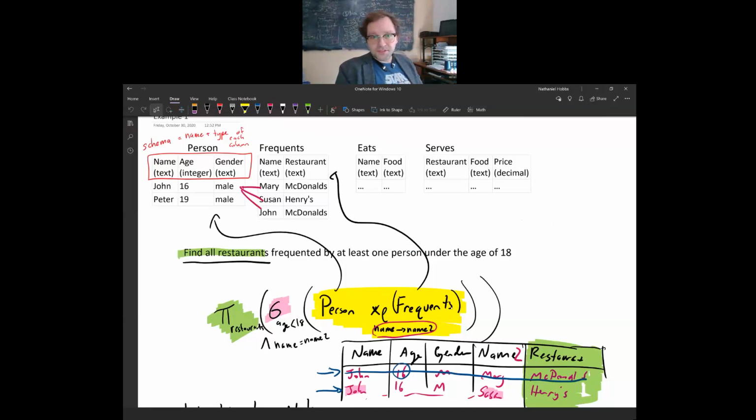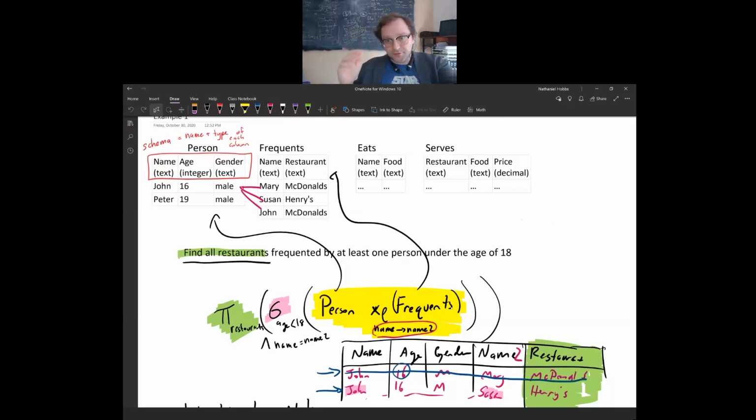Find all restaurants frequented by at least one person under the age of 18. So there's 2 relations that are relevant here, the person and the frequents relation. Person is relevant because that has the name and the age. And frequents is necessary because that has the names and the restaurants. And so in order to take these 2 relations and kind of smush them together into one, you cross multiply them.